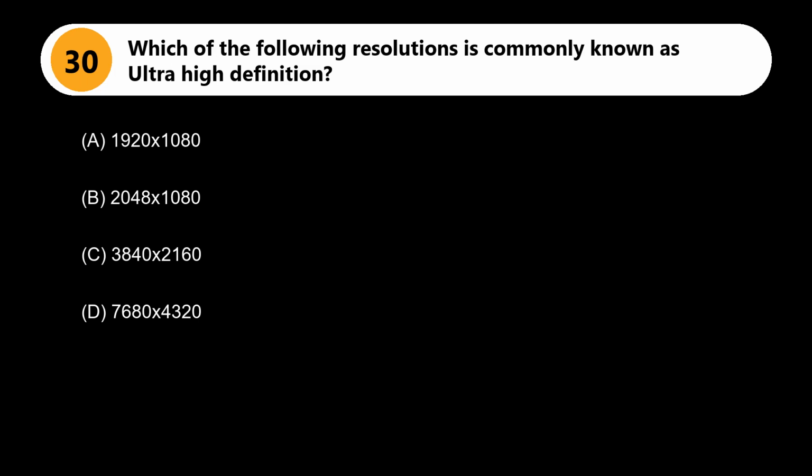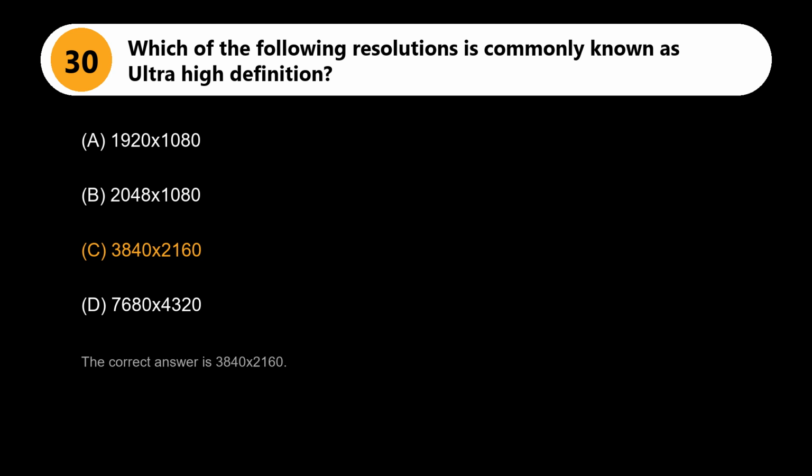Question 30. Which of the following resolutions is commonly known as ultra-high definition? Option A, 1920x1080. Option B, 2048x1080. Option C, 3840x2160. Option D, 7680x4320. The correct answer is option C, 3840x2160.